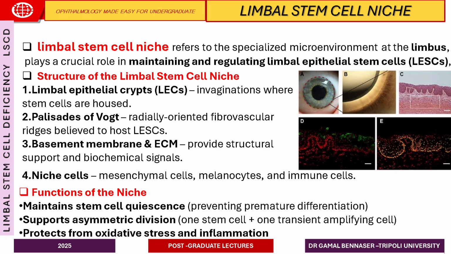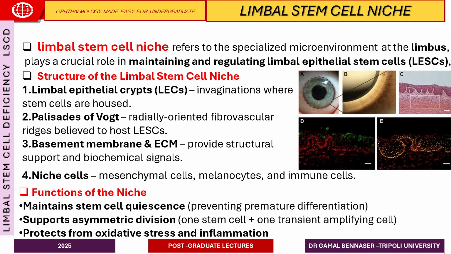Now, what is the function of this niche? As I said, it is very important to maintain stem cell quiescence, which means that it prevents premature differentiation. As we said, the limbal stem cells stay throughout life, and they provide daughter cells that maintain the health and homeostasis of the corneal epithelium. So they become dormant until they are stimulated by special signals. Maintaining this quiescence of these cells is done by the limbal stem cell niche.